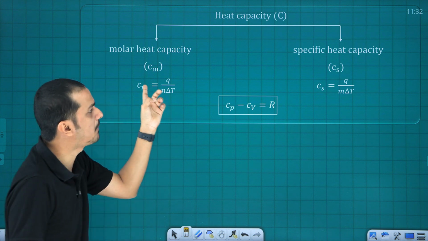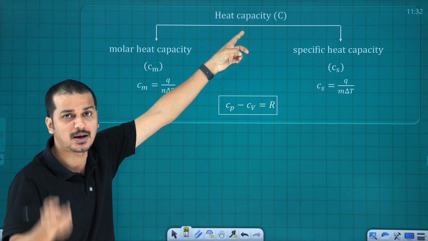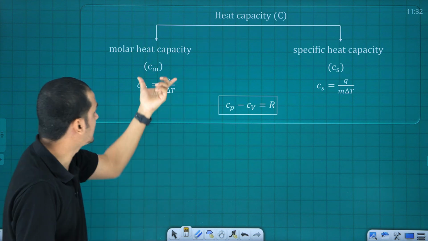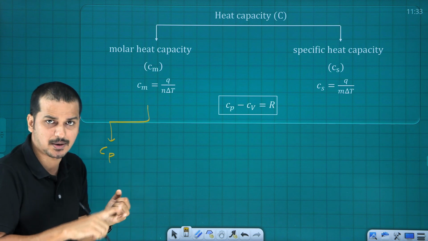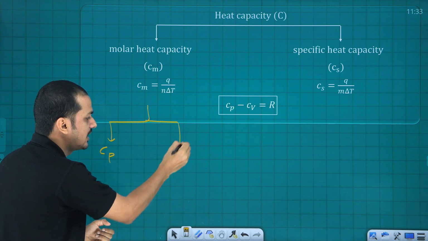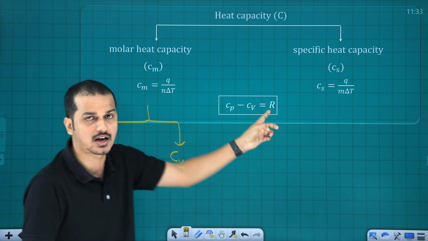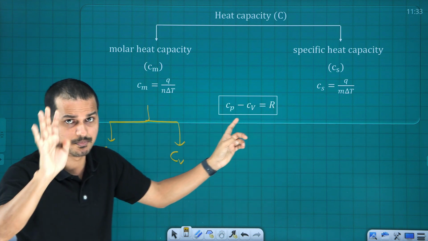And this molar heat capacity and specific heat capacity are intensive properties, but heat capacity is what? Extensive property. Okay. And that molar heat capacity, again we can discuss molar heat capacity at constant pressure as well as molar heat capacity at constant volume. Cp minus Cv equal to R, that is called Mayer's relation. That also you learned. You have to keep that idea in mind.